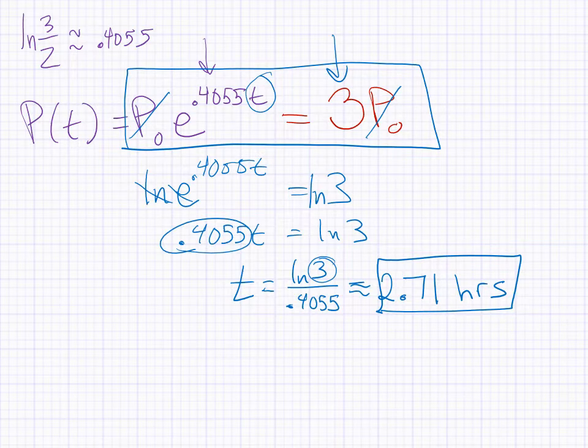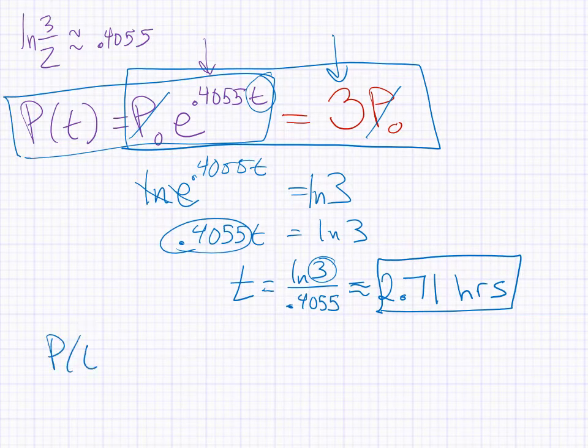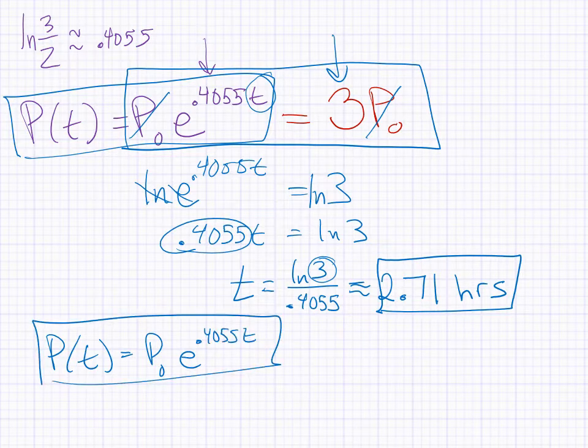And now why would this be important? Because when we have this function that describes the growth rate, so P of t equals the initial amount e to the 0.4055 t, we could use that to predict a lot of future events in this bacterial growth. When's it going to triple? When's it going to quadruple? When's it going to be 1,000,000 times what it was originally?